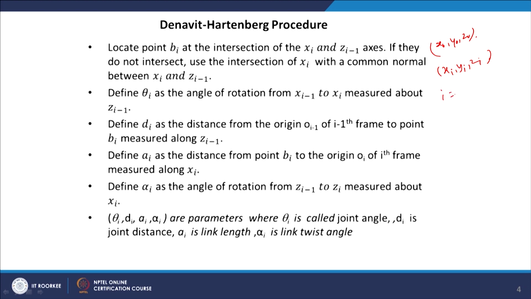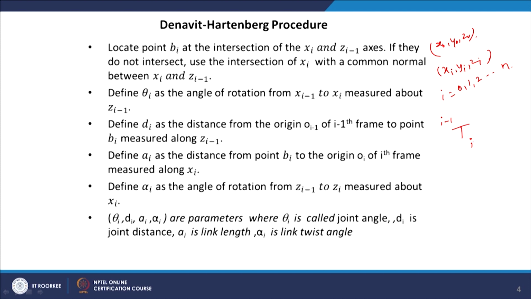I is equal to 0, 1, 2, 3 up to n. Nth coordinate system is the end effector coordinate system. So, by DH procedure we have already fixed this coordinate system. Now, we want to find the relation between the ith system with respect to I minus 1th coordinate system.